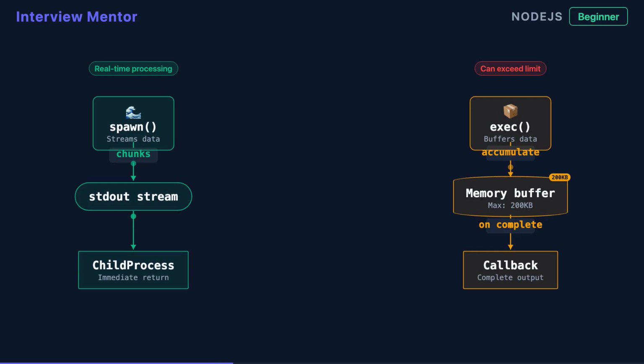Here's the catch. Exec has a default max buffer limit of 200 kilobytes. If your command produces more output than that, you'll get a max buffer exceeded error and your process will fail.